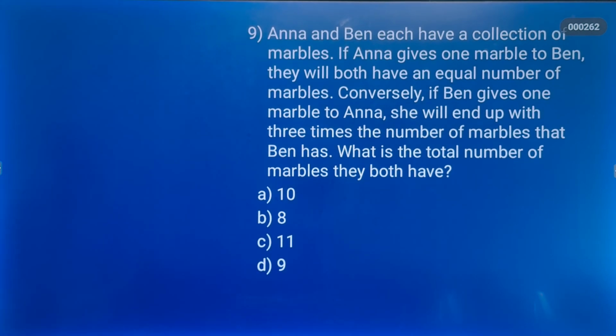So number 9. Anna and Ben each have a collection of marbles. If Anna gives 1 marble to Ben they will both have an equal number of marbles. Conversely, if Ben gives 1 marble to Anna she will end up with 3 times the number of marbles that Ben has. What is the total number of marbles they both have?